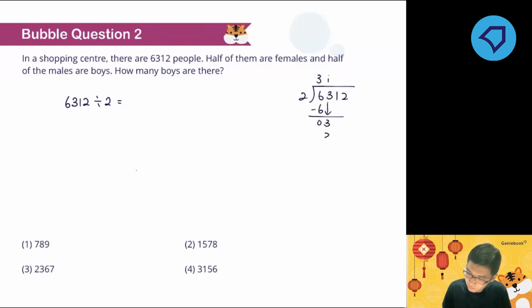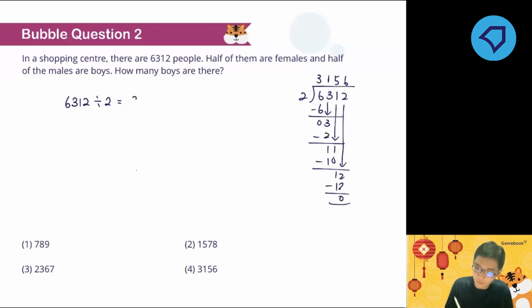Okay, so I have 3,156 people in the shopping center that are males. Now, out of these males, of course, we have the adults, which are the men, and then the children, which are the boys. So therefore, with these 3,156 males, half of them are boys. So again, we need to divide 3,156 by 2. So you repeat your whole long division process again, like this.